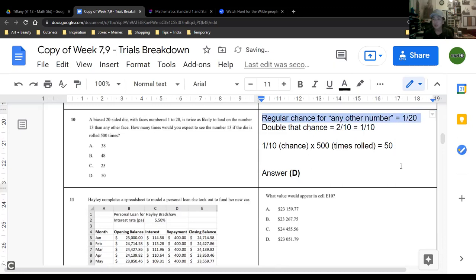It'll be good to start with the regular chance for any other number that's not 13, because the question says twice as likely to land on the number 13 than any other face. Twice means double, right? But you can't really double something you don't have. So let's get a good base starting point for any other number, and then we can double that. The regular chance for a number to come up on a die with 20 faces.